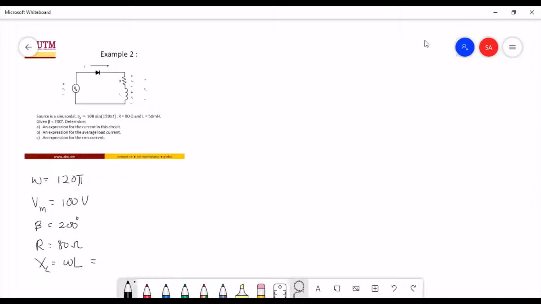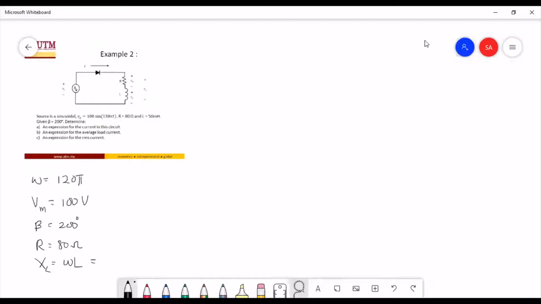So this is a simple uncontrolled rectifier circuit using a diode connected to an inductive load. The information given is that it has a sinusoidal voltage, 100 sine 120 pi t. The load is R equals 80 ohms and L equals 50 millihenry. The extinction angle, which is beta, is given as 100.